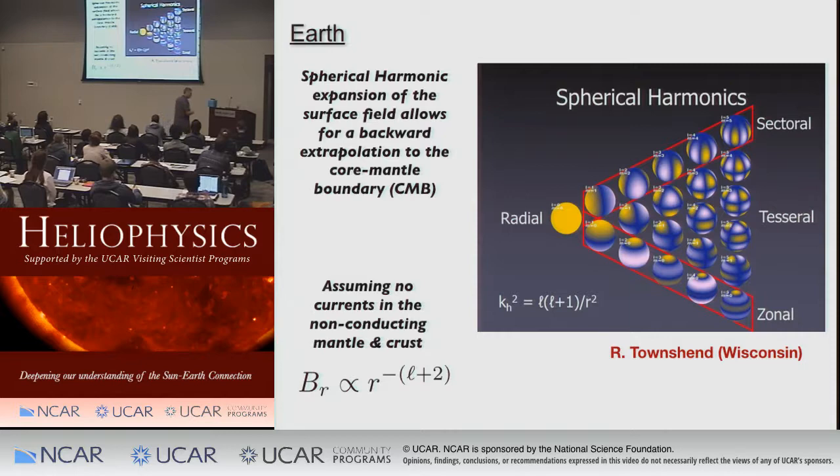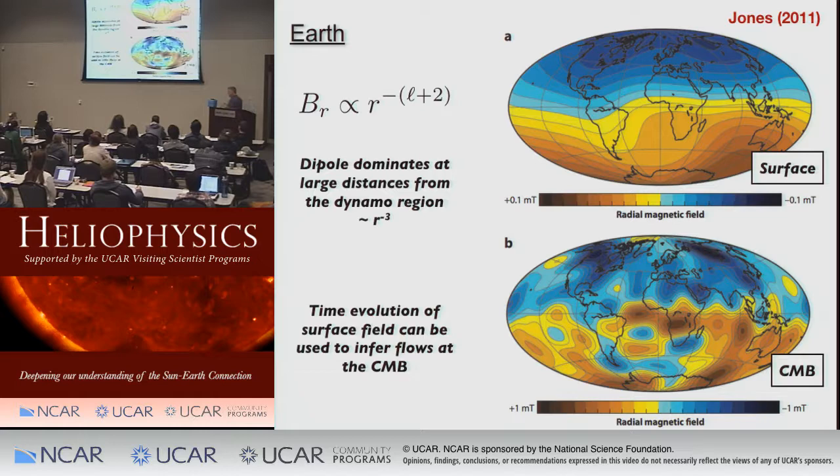So you can use this, and this is often done since dynamos are usually buried below the surface of planets. You can use it to extrapolate the surface field down to where the dynamo is actually operating. So this is the surface field of the Earth, but if you assume this BR goes as r to the minus l plus 2, then you can decompose this into spherical harmonics and trace it back to what's going on at the top of the core mantle boundary, which is the top of the dynamo. So it looks a little less dipolar down here, more complicated higher order harmonics.